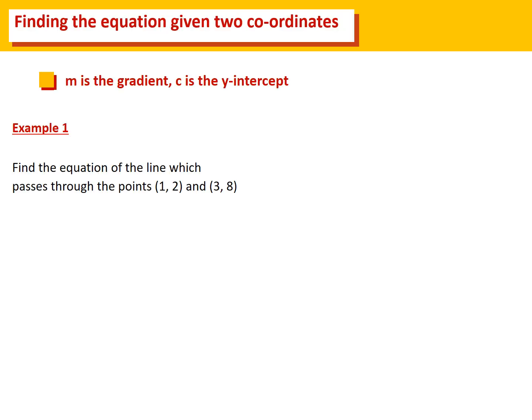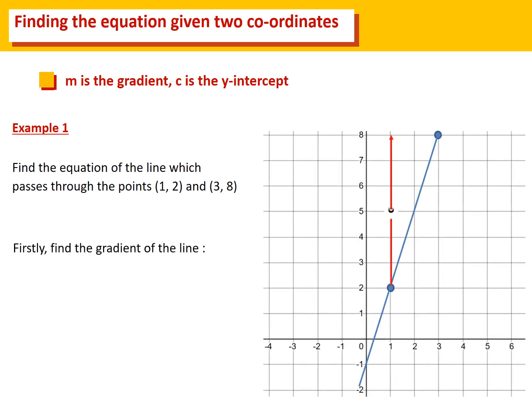So those are our two coordinates, the point 1, 2 and 3, 8. Firstly, find the gradient of the line. So from the point 1, 2 to the point 3, 8, we have to go up 6 and across 2, so that gives a gradient of 3. If that was a little bit too quick, you might want to go back and look at the video finding the gradient of a straight line.